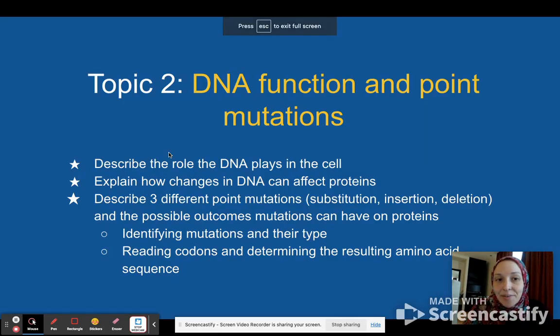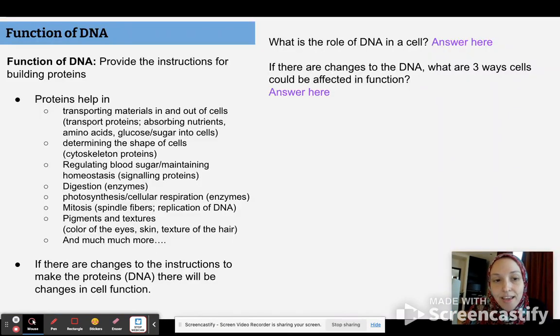All right, hi everyone. Welcome to topic 2, DNA function and point mutations. Today we really want to understand the relationship between DNA and proteins. Remember, what is the job or the function of DNA in general? That's to provide instructions for building proteins. So if we change the DNA, then we change the proteins in most cases.